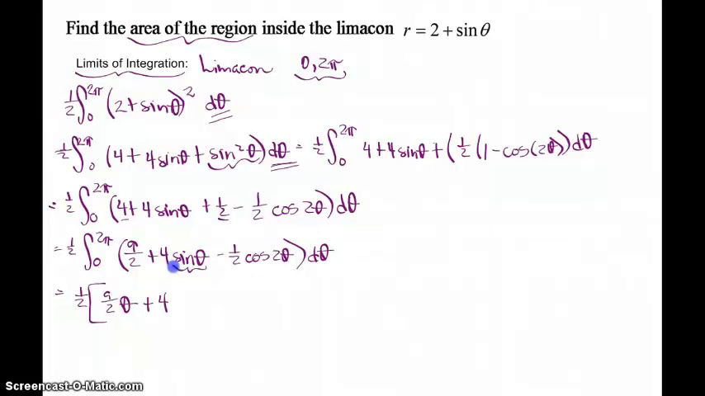4. What did I take the derivative of to get positive sine? That was a negative cosine. Notice my parentheses. This is 4 times negative cosine. This is not 4 minus cosine. So be careful. I'm going to copy down my minus sign, copy down my 1/2.